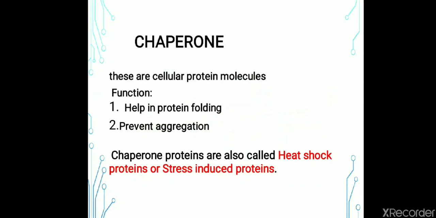And these protein folding processes are regulated by regulatory proteins, known as chaperones. Chaperones are cellular proteins that aid the protein folding process. Their functions are that they help in the protein folding process and they prevent protein aggregation. And chaperone proteins are also known as heat shock proteins or stress-induced proteins.